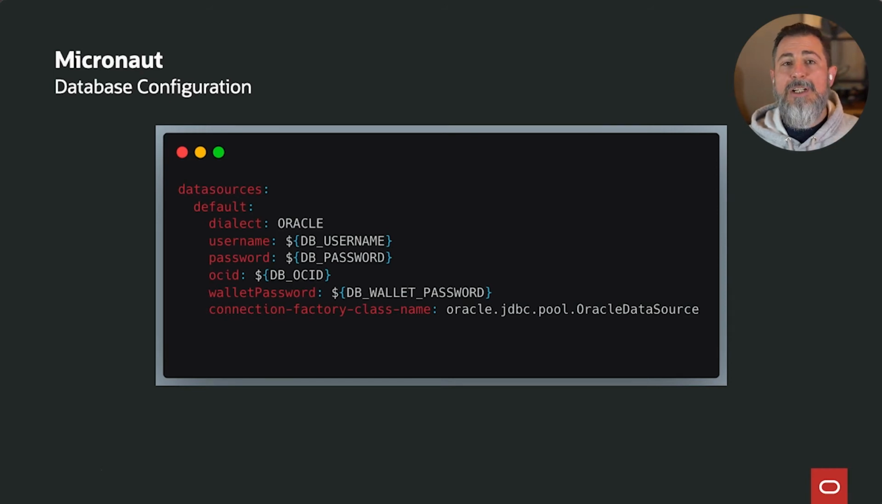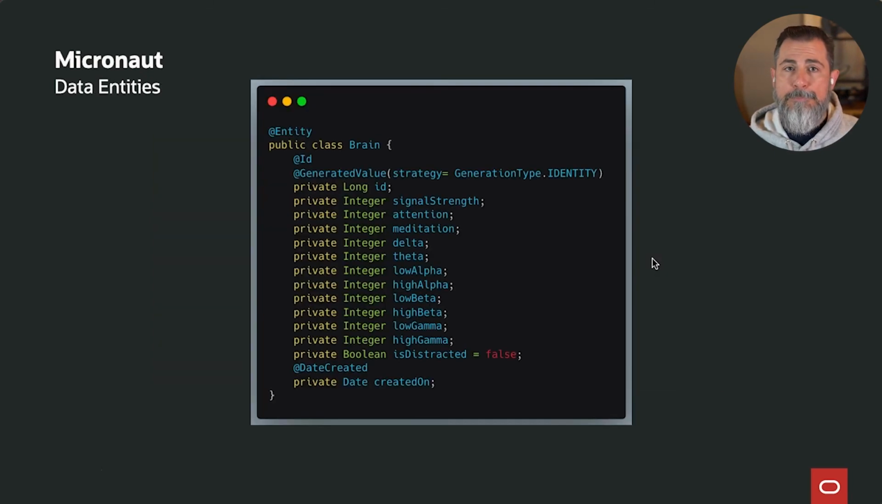I just had to configure the data source with my credentials, as you see here. And in addition to those credentials, I just needed to set the database OCID, and this gives Micronaut all the information that it needs to download my wallet and configure a secure connection to the data source.